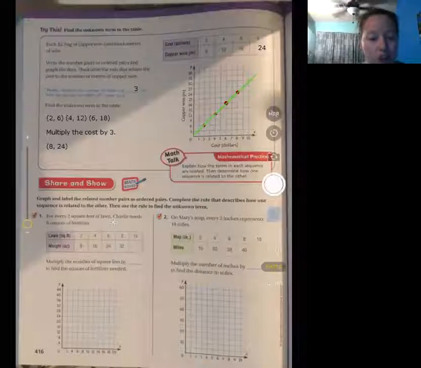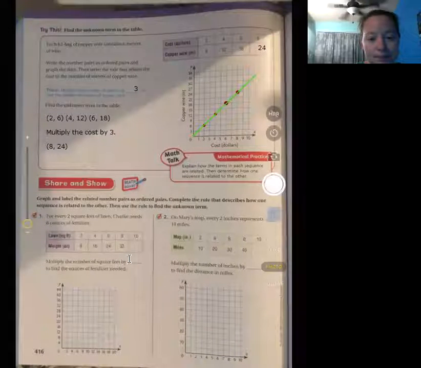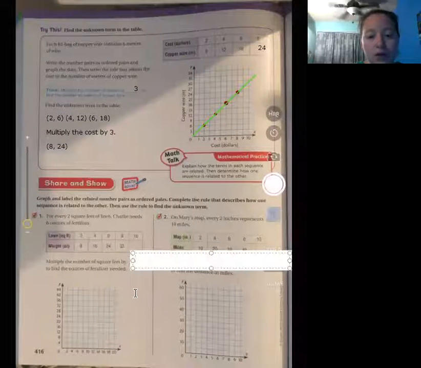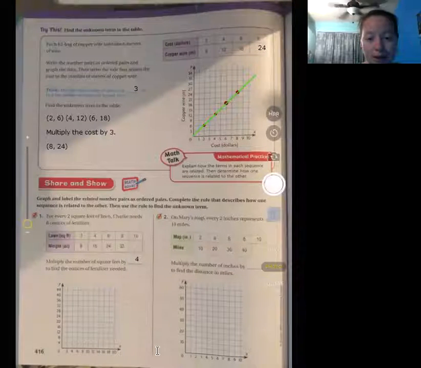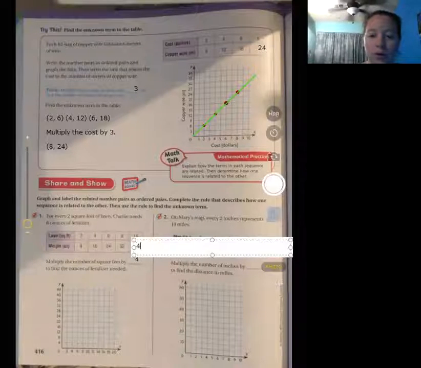Graph and label the related number pairs as ordered pairs. Complete the rule that describes how one sequence is related to the other, then use that rule to find the unknown term. All right, so first off, what do we do to the 2 to make it an 8? Multiply the number of square feet. So multiply 2 by 4 to make it 8. Right? So what is 10 times 4? 40. Right.